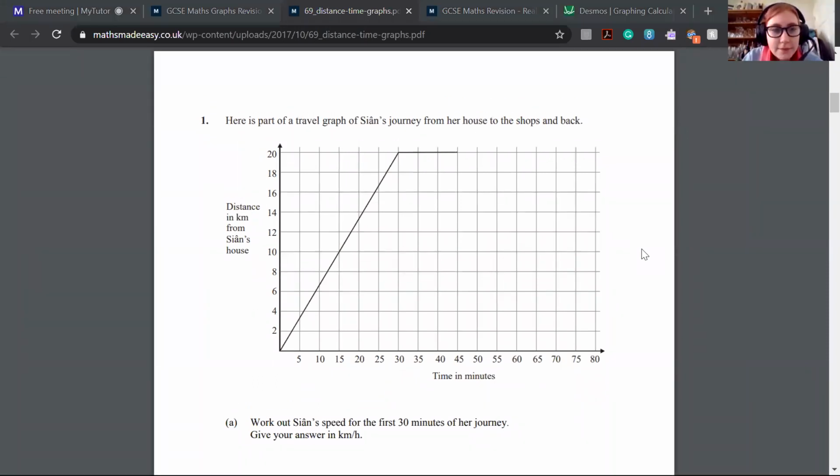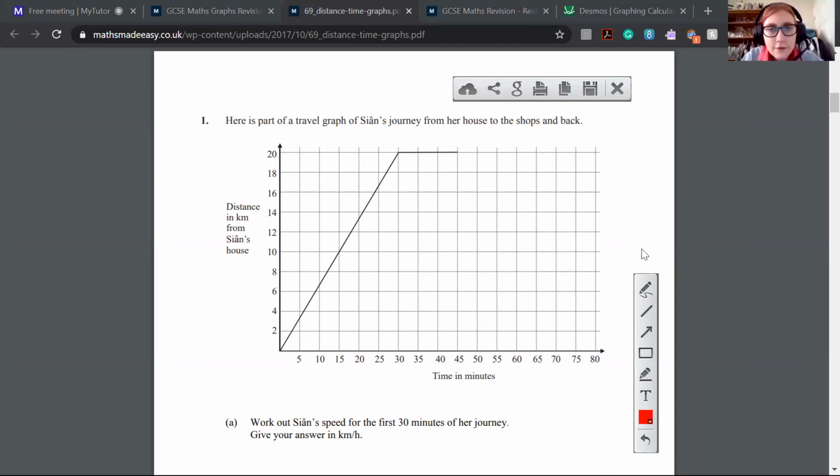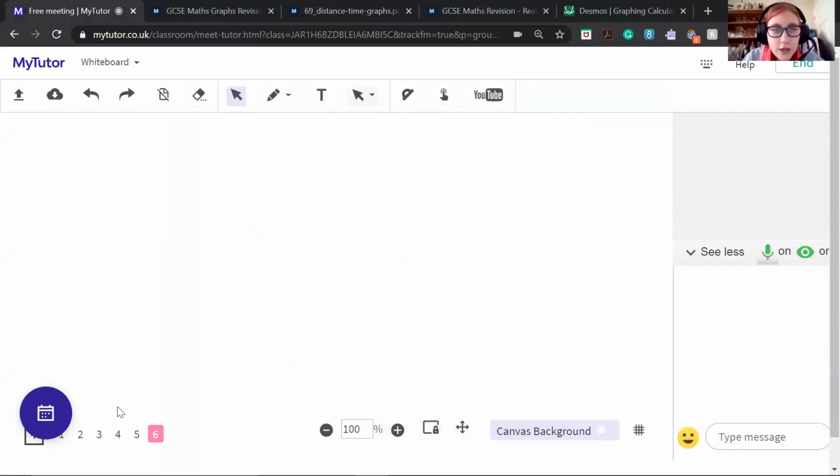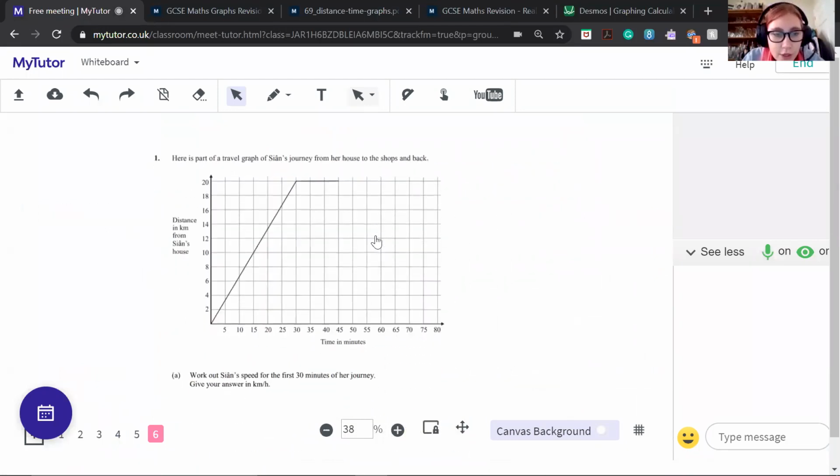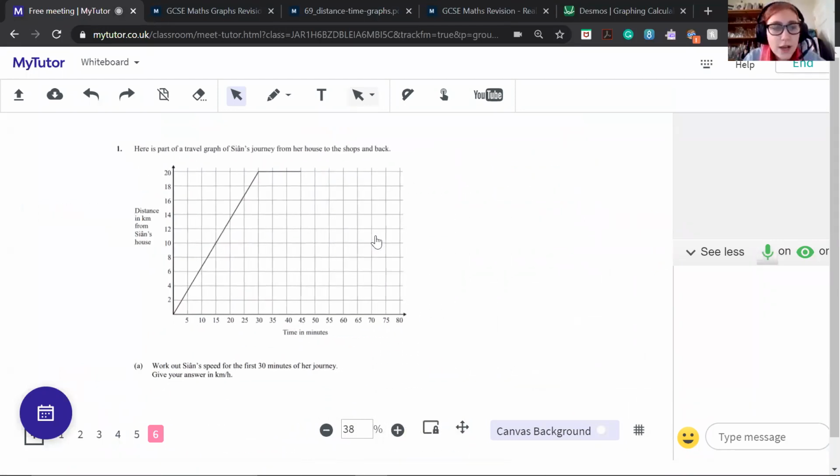Let's have a look at this then. So here's part of a travel graph for Sian's journey to her shops and back. So the first part of this question is to work out her speed for the first 30 minutes of the journey.